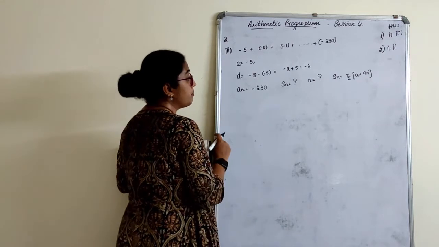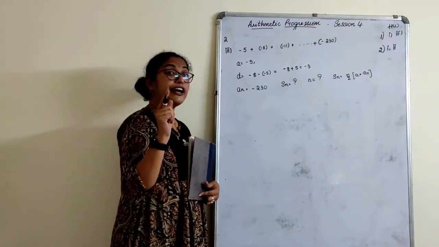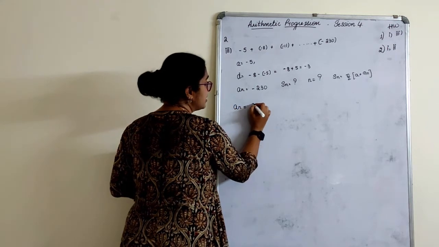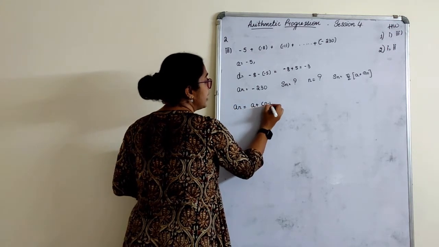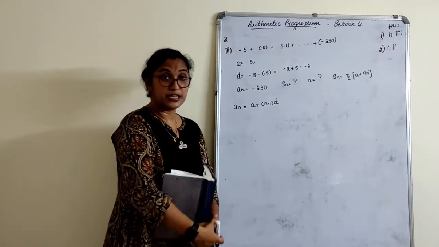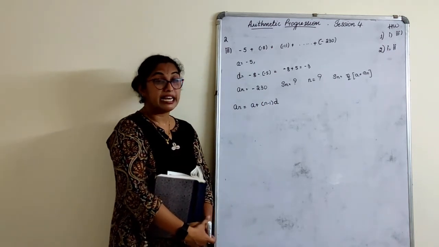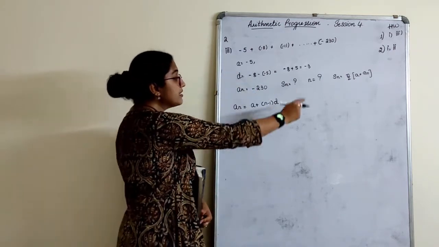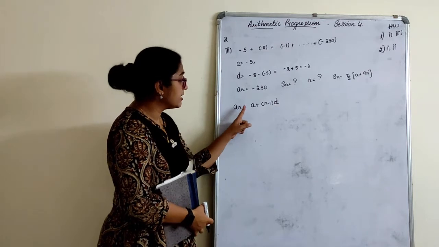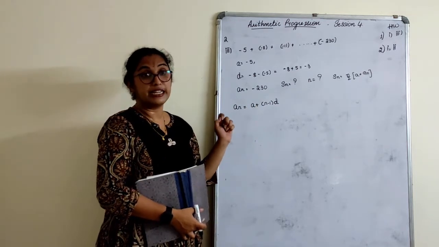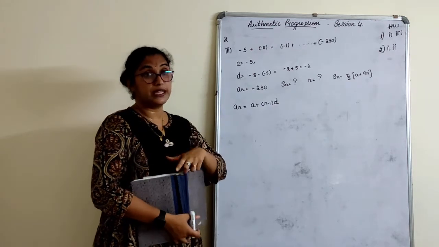n can be found out by which formula? Always remember, we can find only one unknown. Now n can be found out by an is equal to a plus (n minus 1) d. Always remember in these types of sums, whenever you have to find n, if the other terms are given, that is an is given, a is given and common difference is given, this is the technique to find n, provided an should be given.